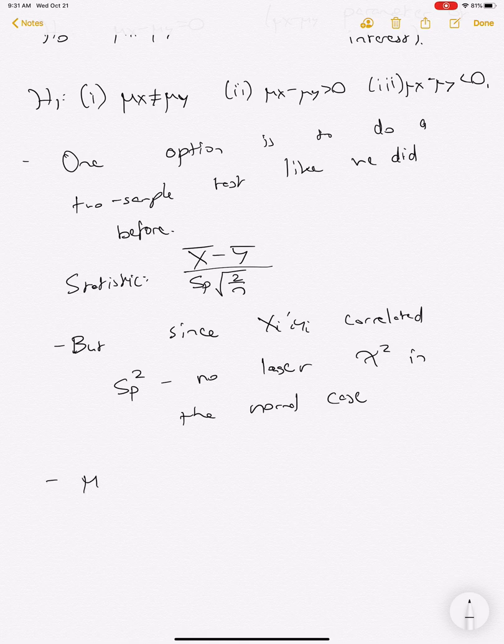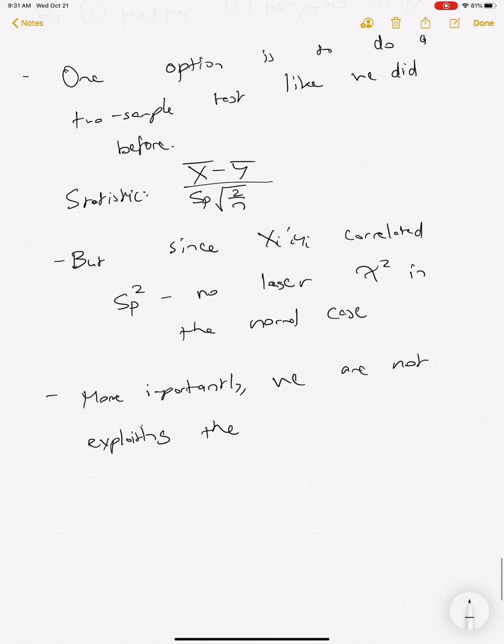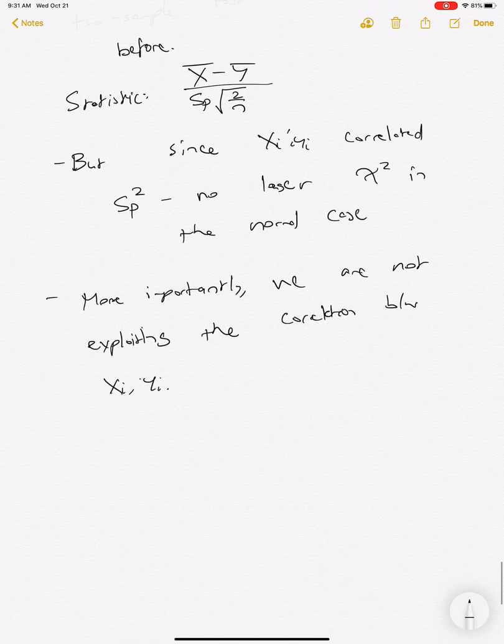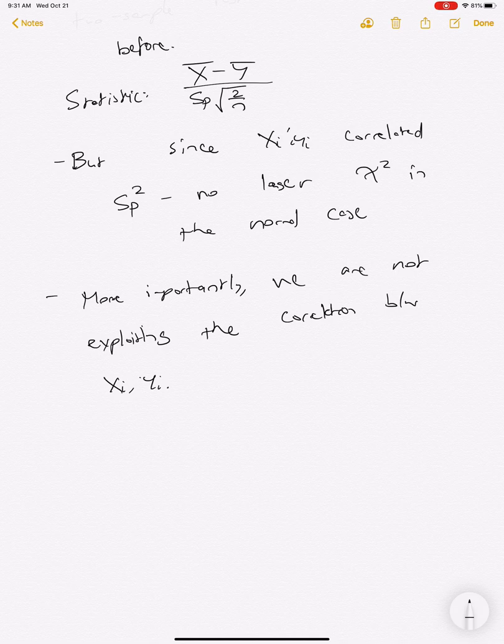more importantly, we are not exploiting the correlation between xi and yi, and this is really important because we know that mothers and daughters' height should be related, but we're not really, like in the two sample test, we're kind of treating it as though we have a population of mothers and a population of daughters.